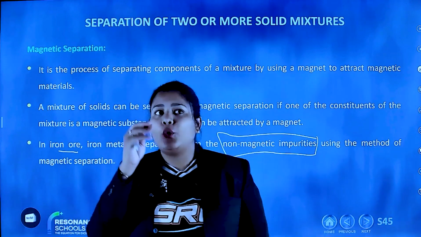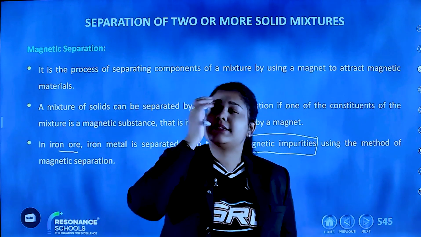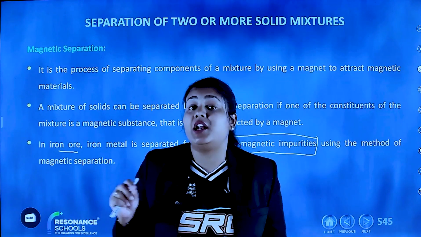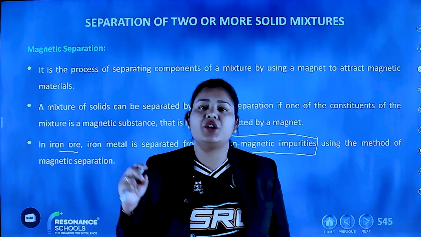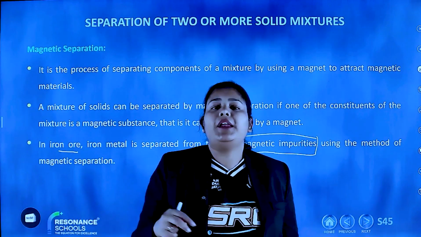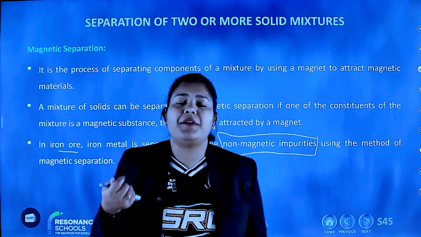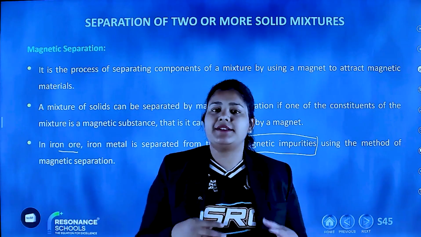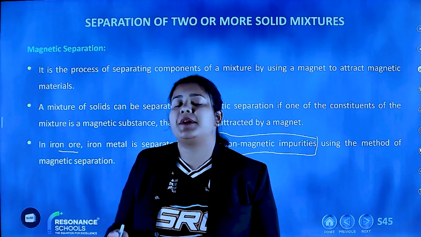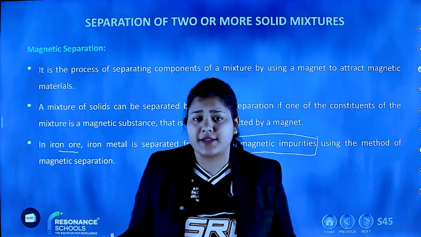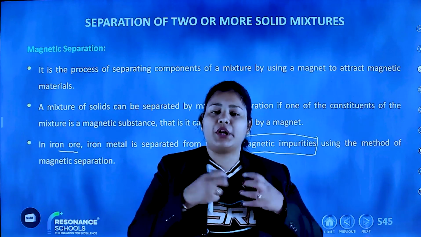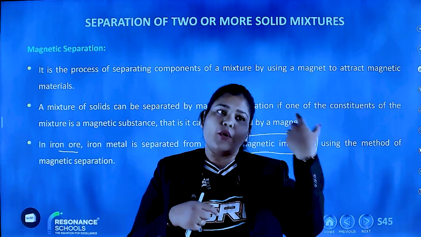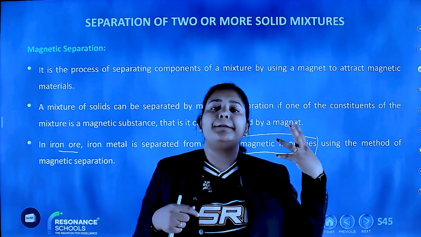Did I tell you in the last class that there is one topic called metallurgy? What is metallurgy? Metallurgy teaches you that when you pick out ore, where the particular metal is in a higher percentage and the remaining percentage is impurities, basically you have to draw out the pure metal.